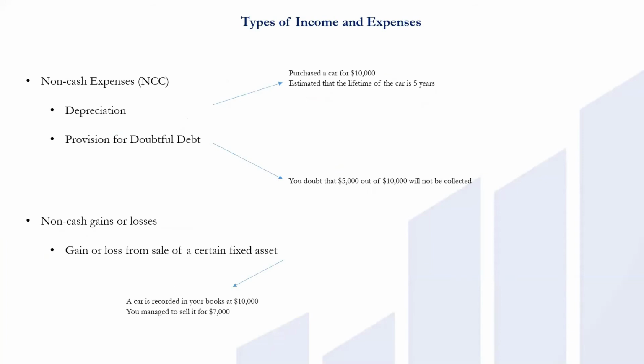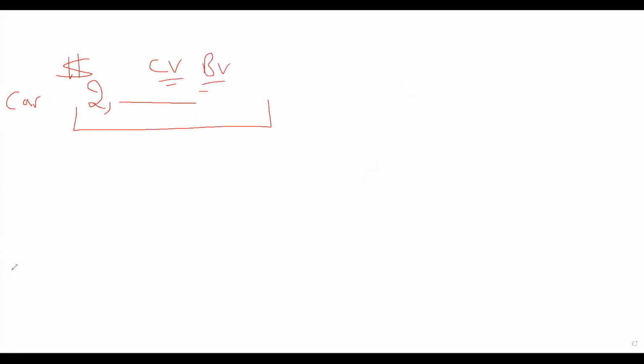One more example is the non-cash gain or loss. So imagine, guys, that the car that we've talked about, we have this car and we have used it for a few years, and now the value of the car in our statements is $2,000. Now you have decided, or management has decided, to sell this car. So the value on our books, the carrying value of the car on our books, is $2,000, or the book value. However, we have managed to sell the car for $1,000 in the market. So this is the sale price.